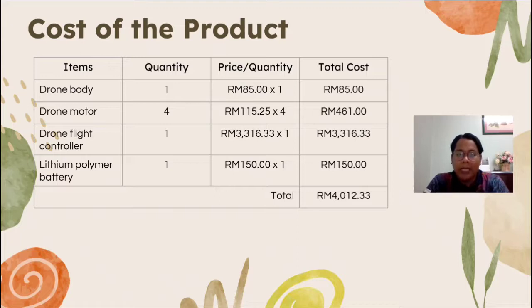Price per quantity is RM85 multiplied by 1 equal to RM85 total cost. The second item is drone motor. The quantity is 4. So the price per quantity is RM115.25 multiplied by 4 equal to RM461.